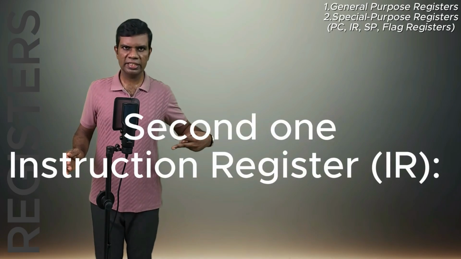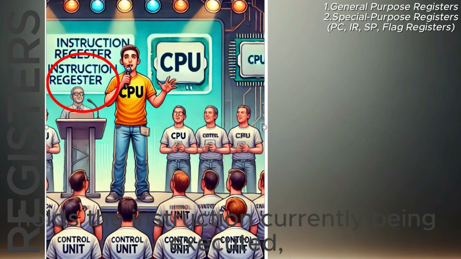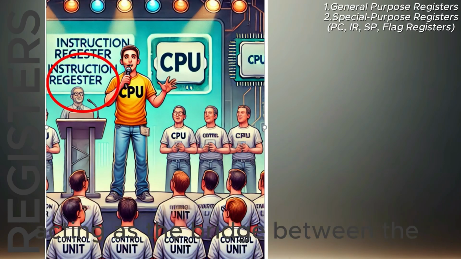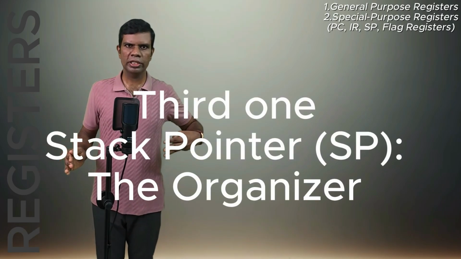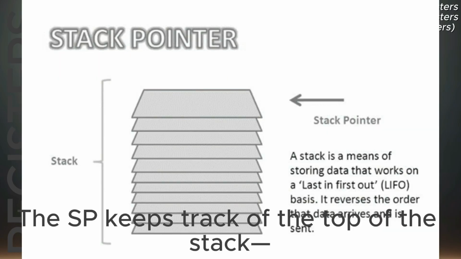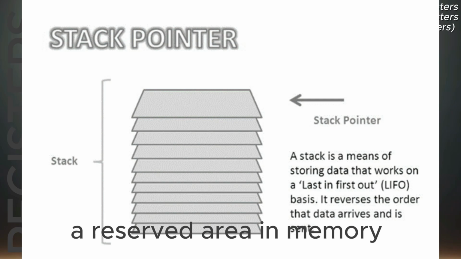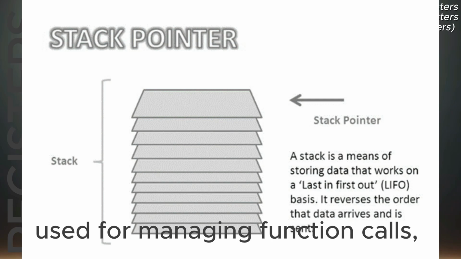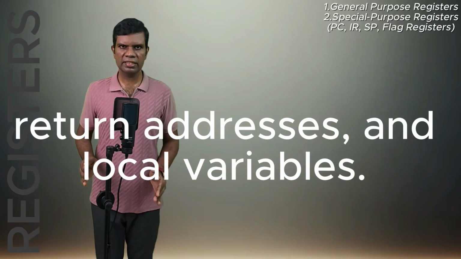Second one, instruction register, the translator. The instruction register holds the instruction currently being executed, acting as the bridge between the control unit and the rest of the CPU. Third one, stack pointer, the organizer. The stack pointer keeps track of the top of the stack, a reserved area in memory used for managing function calls, return addresses, and local variables.